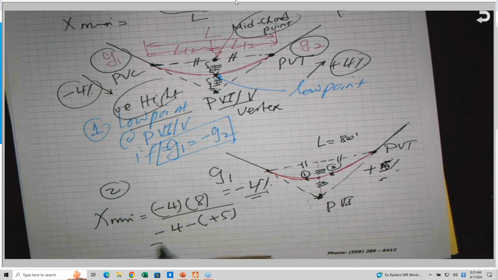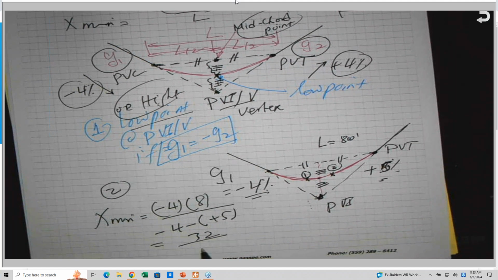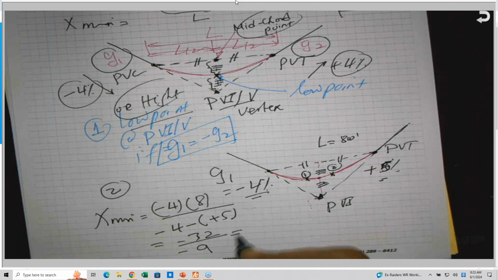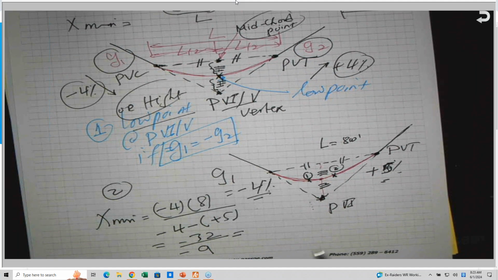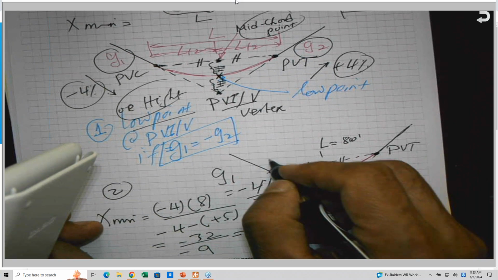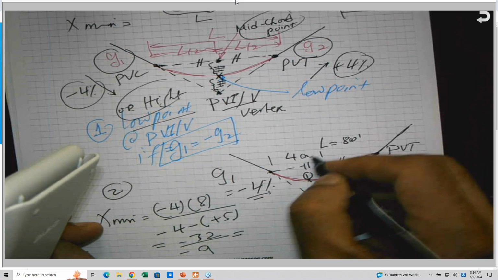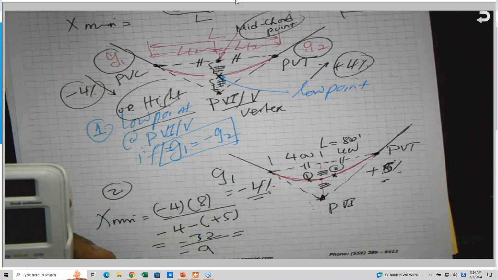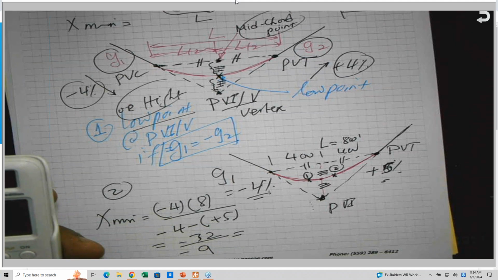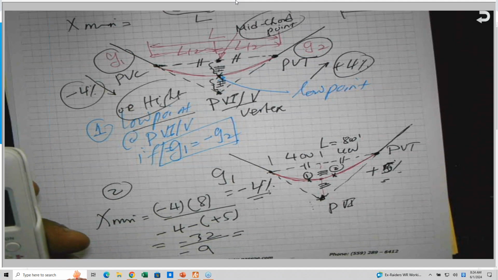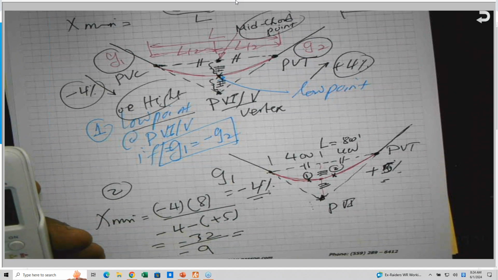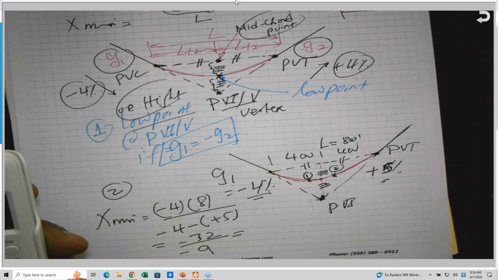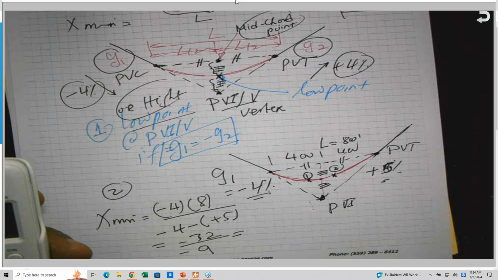So if we do this simple calculation, this is 32 divided by 9, and obviously this minus will be plus. So 32 divided by 9. Remember, from here to here, this is 4 stations or 400 feet, and this is 400 feet. I hope that my math is correct, and make sure that it is negative G1 times L. Just correct my mistake. 32 divided by 9, obviously it is less than 4, and this gave me 3.5 stations.